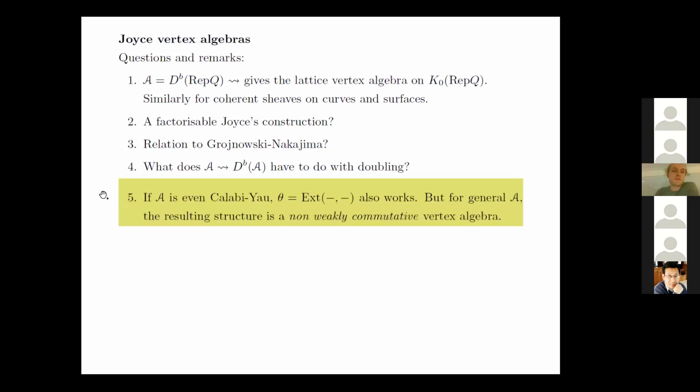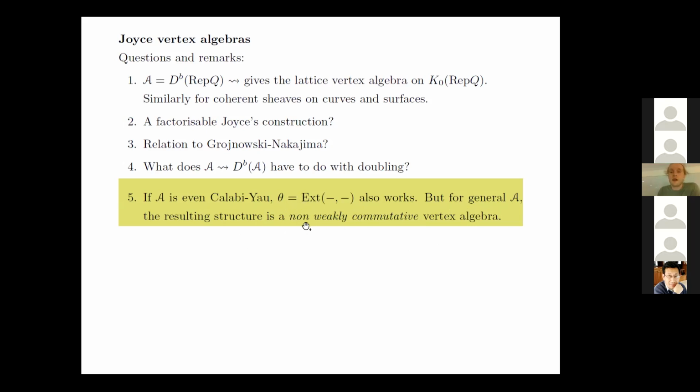Right. Well, the question which is most relevant for this talk is that taking theta equal to the symmetrized X complex is not actually the most natural thing to do when it comes to CoHAs. So symmetrizing is interesting and might have something to do with doubling, but taking theta equal to the X complex is really what you want to do. If A is even Calabi-Yau, this thing also gives you a vertex algebra structure. But for a general abelian category A, the resulting structure is not quite a vertex algebra.